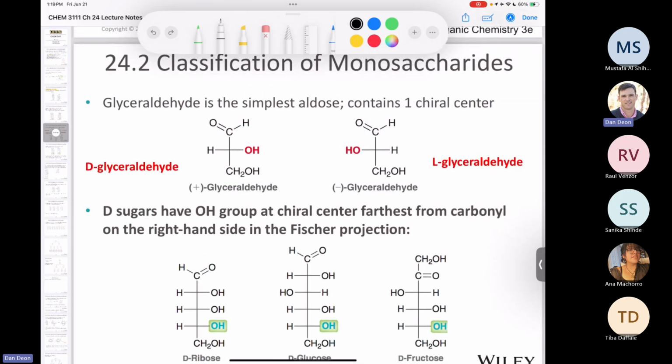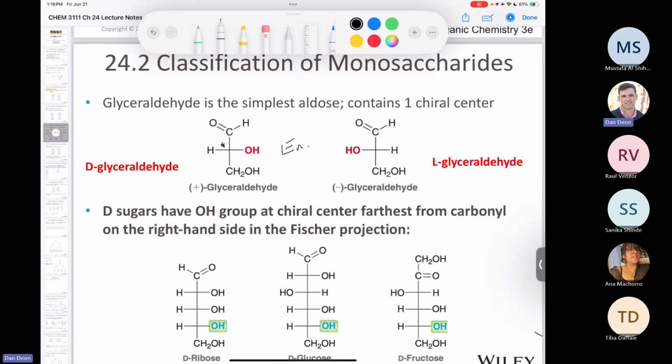Okay, so in order to have an aldose, we have to have an aldehyde group like this, and then we have 1 chiral center in this compound, and then we have a methylene and a hydroxyl attached to it. And it turns out that this compound is called glyceraldehyde. Now you see that since there's a chiral center, we can have 2 forms of glyceraldehyde, right? These 2 compounds are enantiomers of each other.